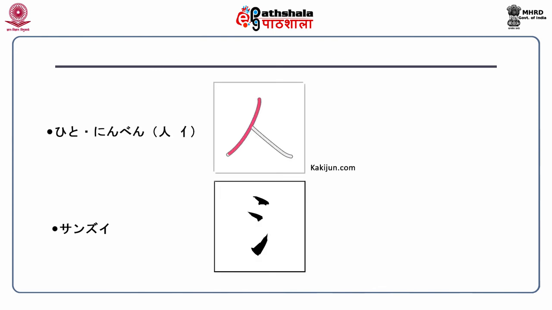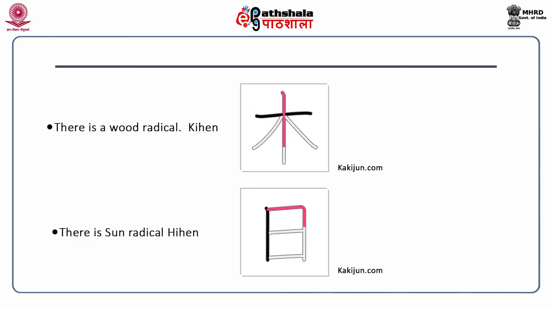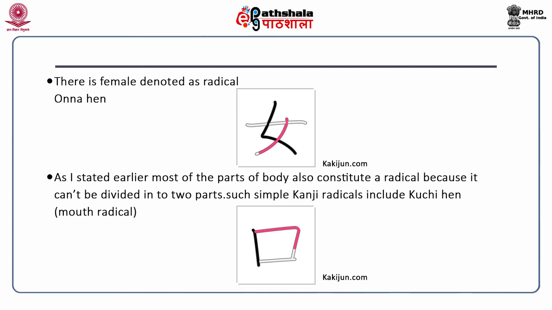Look at the hen. The name of this radical has so many variations. A man is simplified and put as a radical on the left side, so we call it nimben. Likewise, there is the water radical, sanzui. There is a wood radical, kihen. There is a sun radical, hihen. There is a female or woman denoted as a radical, and it is called onnahen.